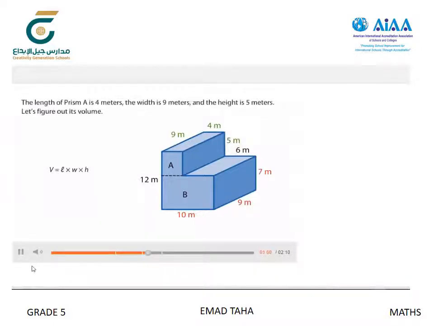The length of prism A is 4 meters. The width is 9 meters, and the height is 5 meters. Let's figure out its volume.